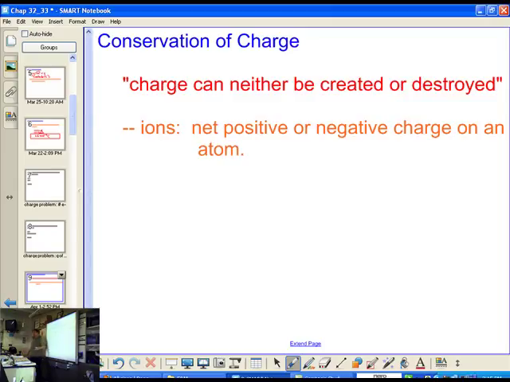Conservation of charge, just like matter and everything else: you can't create or destroy charge. It always goes from one object to another. If something becomes 1 coulomb positive, something else has to become 1 coulomb negative.